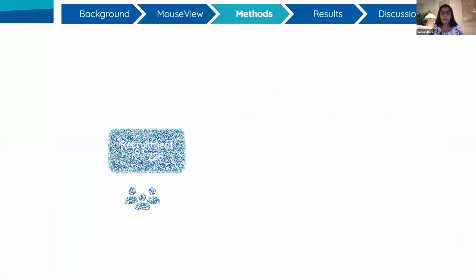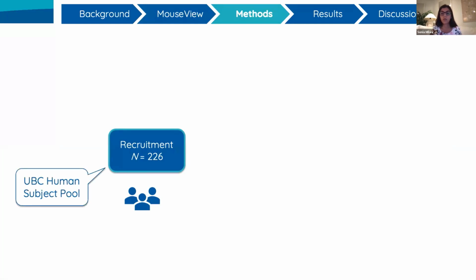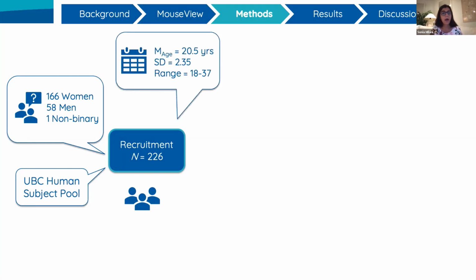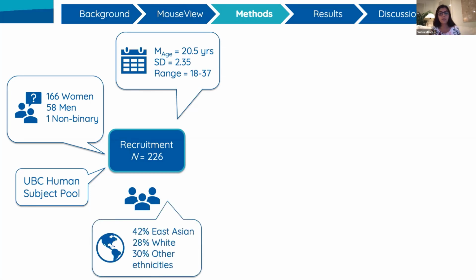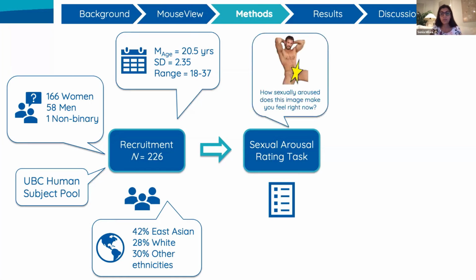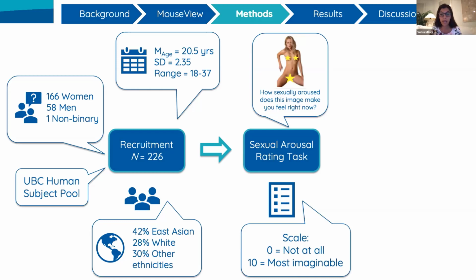In terms of methods, we recruited a total of 226 undergraduate students through the University of British Columbia Human Subject Pool. This included 166 women, 58 men, and 1 non-binary individual. Average age of our group was 20.5 years old, and we had a diverse sample in terms of ethnicity. Using a direct link to the online experiment, participants first completed a sexual arousal rating task. They were provided with clear images of each male and female model, and they were asked to report how sexually aroused the image makes them feel, and this was done on a scale of 0 to 10.